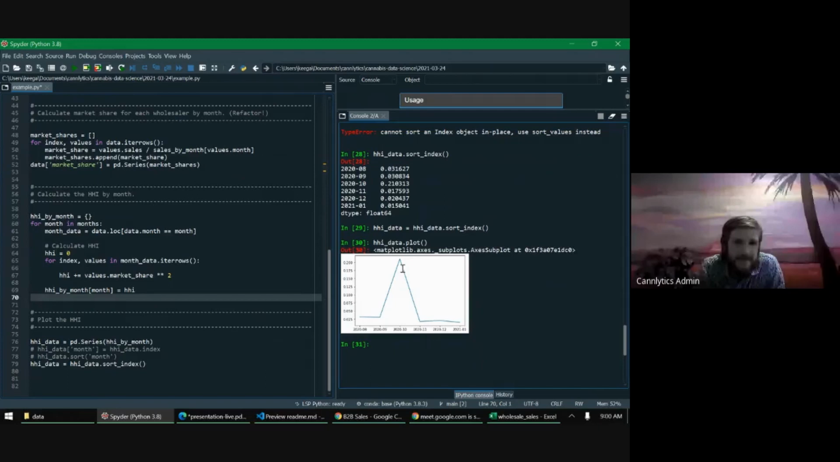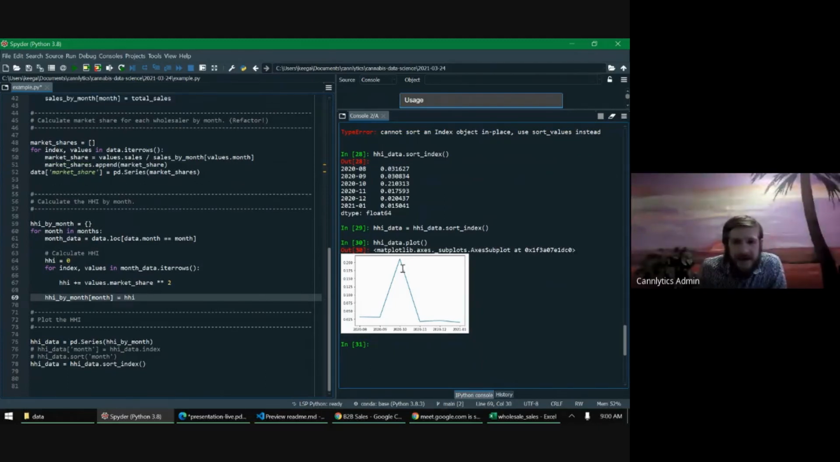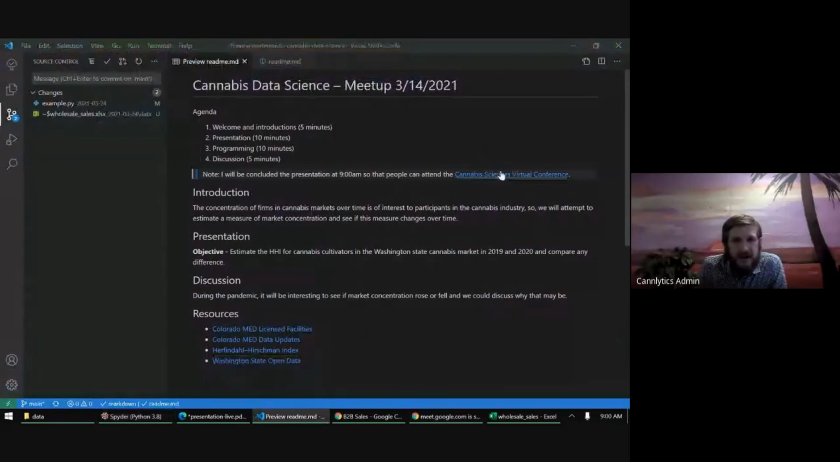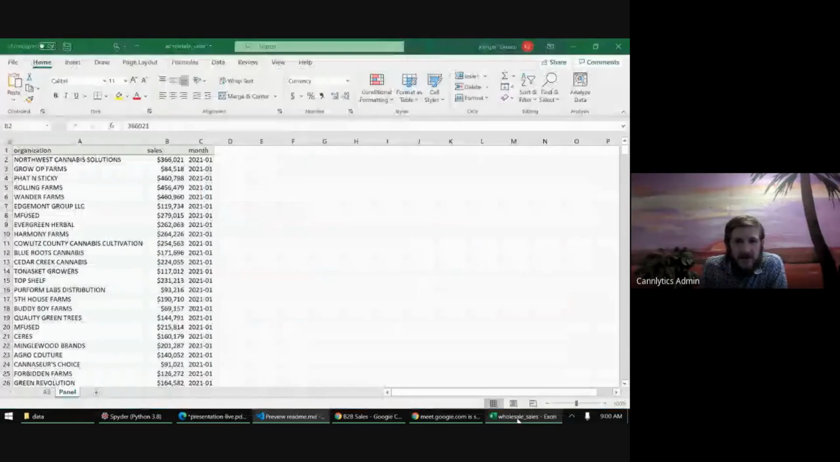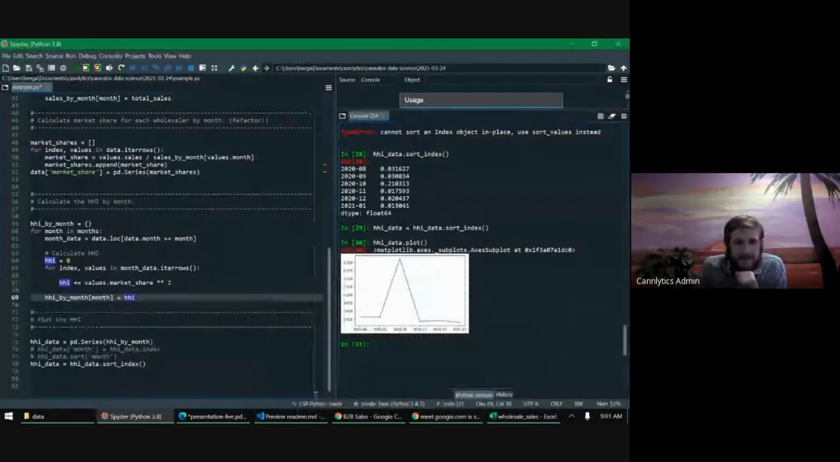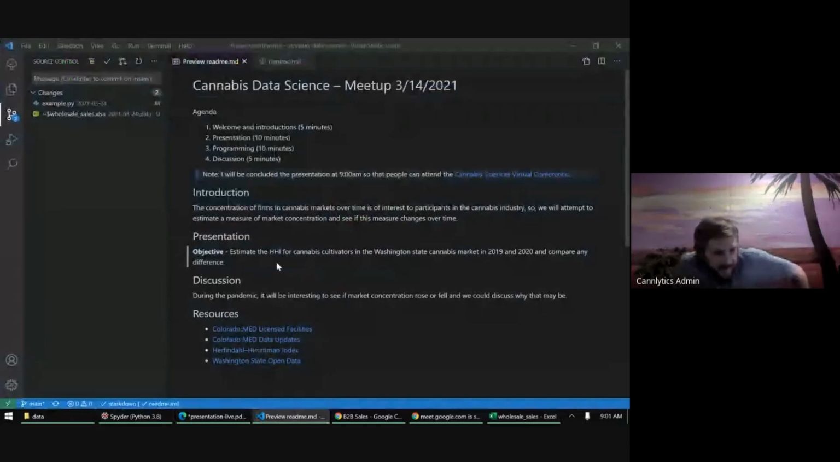So I think I need to end it here to let people get to the Cannabis Sciences virtual conference, where they'll be talking about laboratory information management systems for testing cannabis. However, I'm going to pass this off to the group and discuss why we may have seen a rise in market concentration in October. So just to throw my idea out there, that is harvest month, but I'll leave that there for the group.